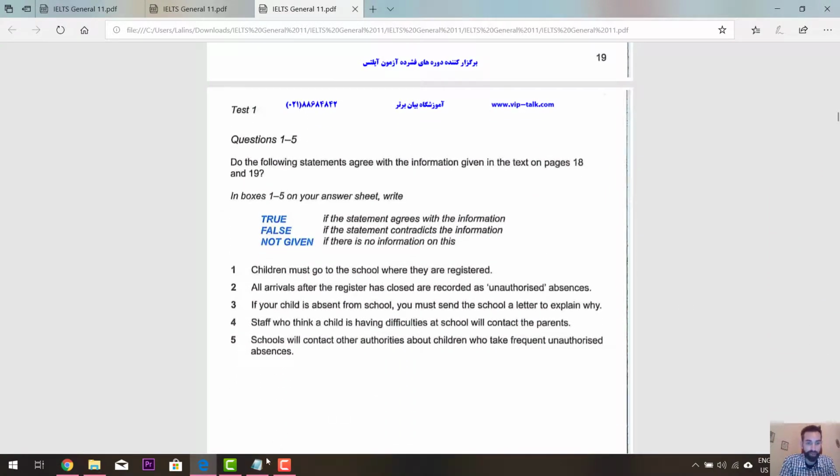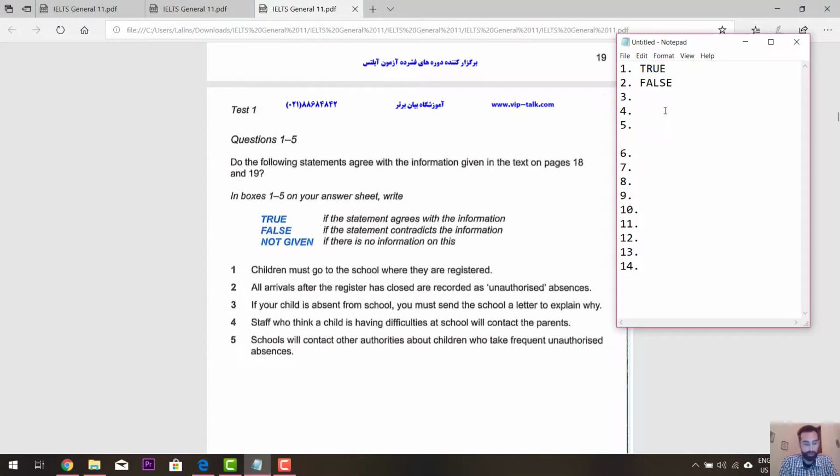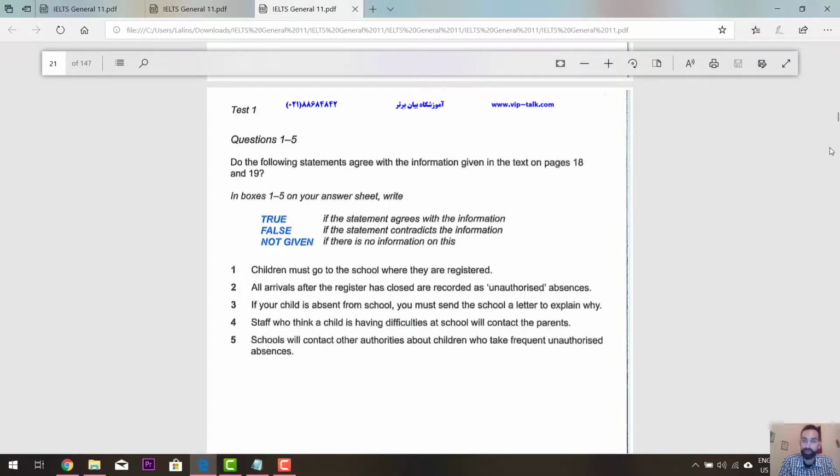So our answer for that would be not given. Since there is no information on this, there was no mention of any letters being sent to anyone, the school notwithstanding. So that is the answer to that question, because they mentioned nothing about how you should inform the school. In fact, they said that you have to refer to another piece of information to get the information on how to inform the school.